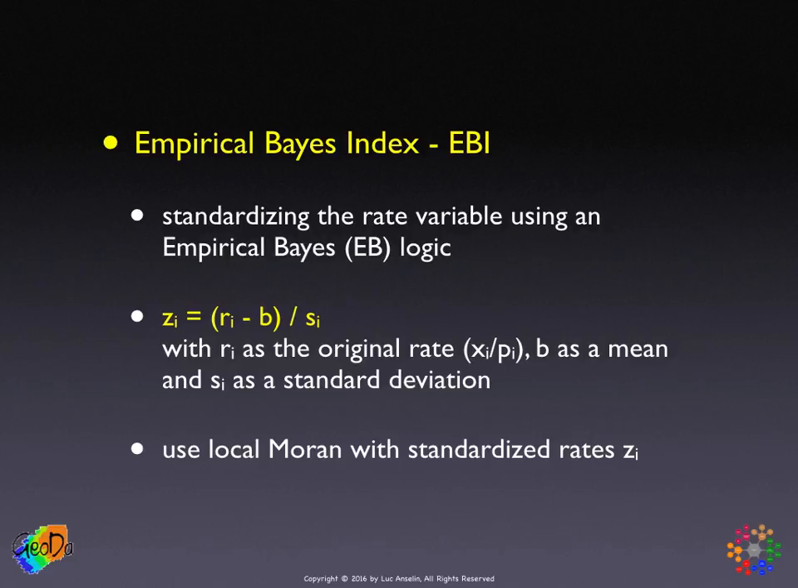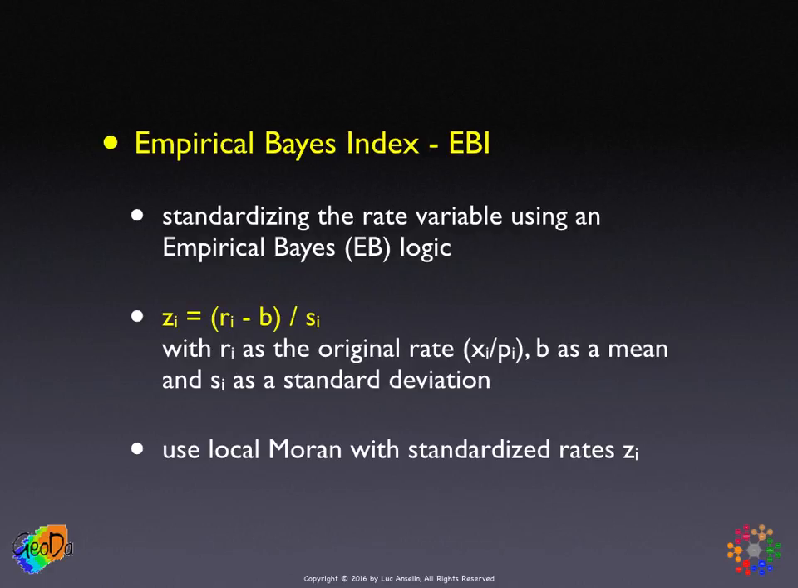The standardization is the same as we've seen before many times. We create a new z variable, z_i, which is the original rate minus a mean and divided by a standard deviation. Now, the mean is the same for everybody. The standard deviation is location specific. That is the catch. So we take each of the original rates, we transform them, and then we can deal with them as a standard variate. So we can do global Moran's I, local Moran's I, whatever we want. The key is to make the transformation first.